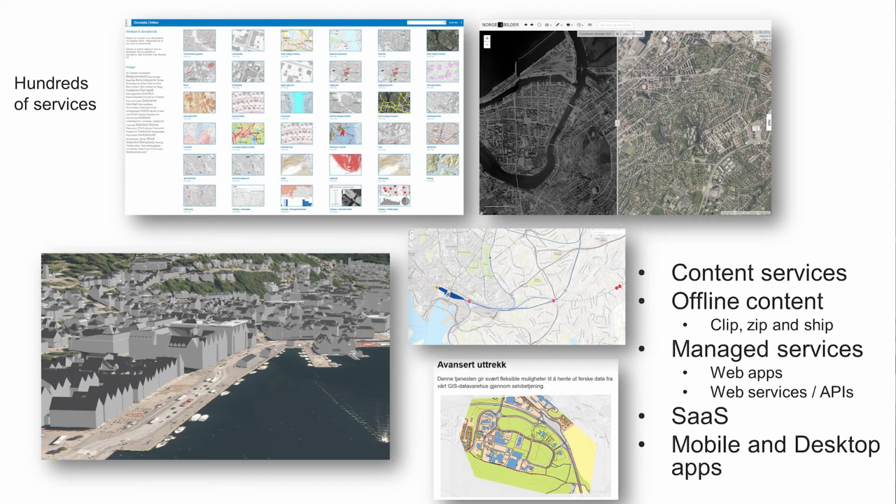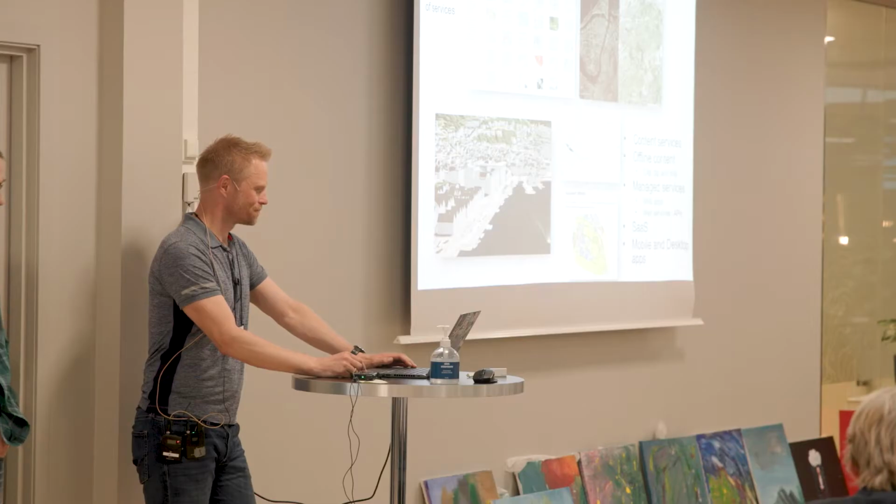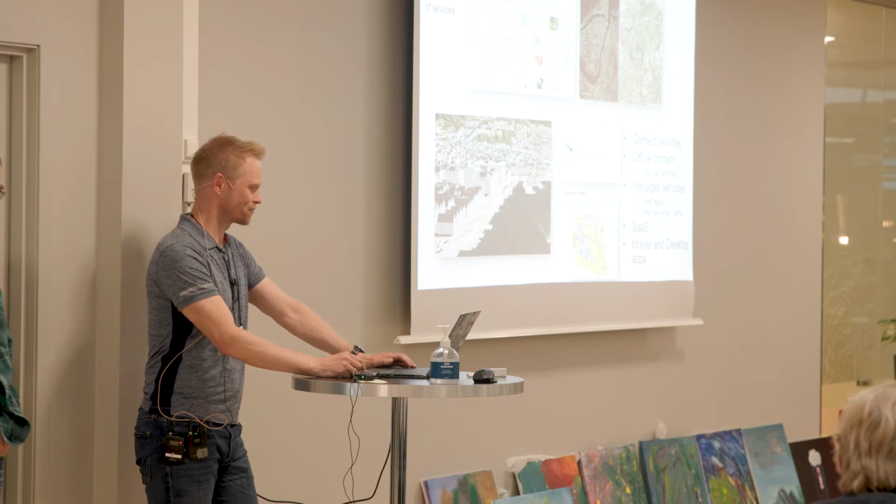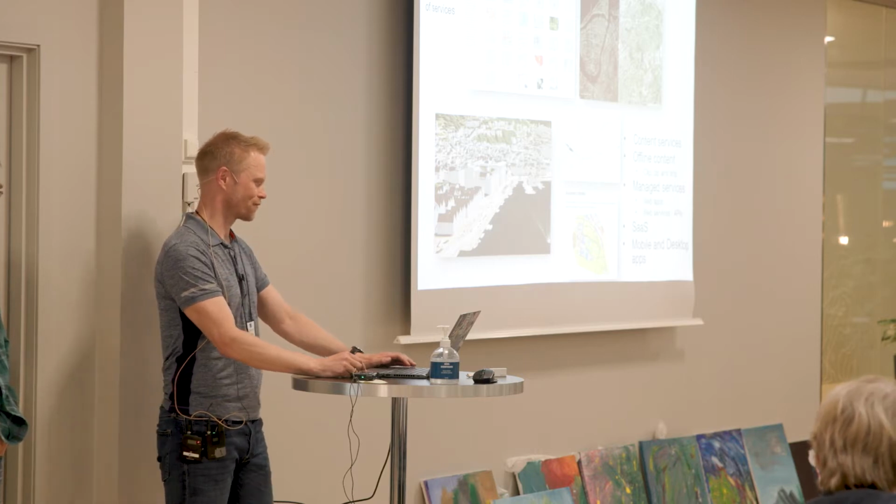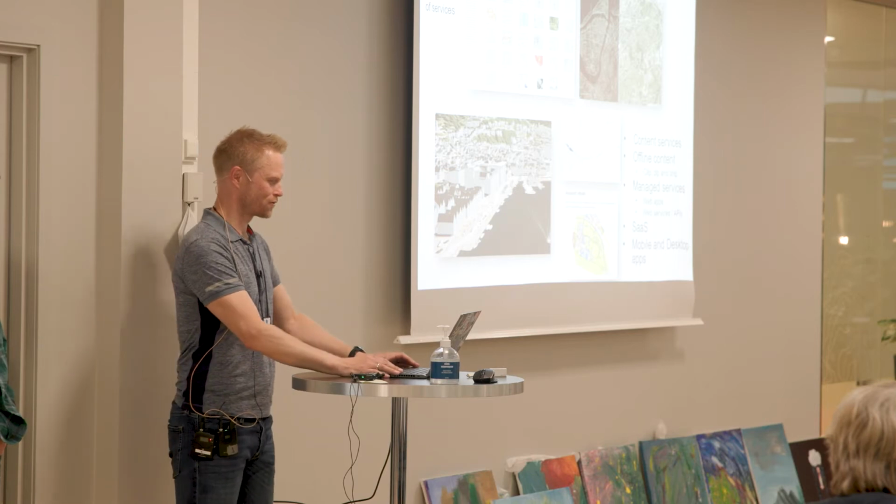So what do you run on this platform? We have hundreds and hundreds of services. Joachim down there can tell more about these services. He's head of the product department. But they cover everything from base maps to 3D buildings, search services, demographics, and everything in between, a lot of different content there.